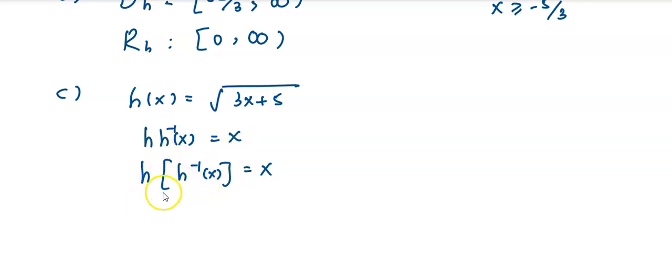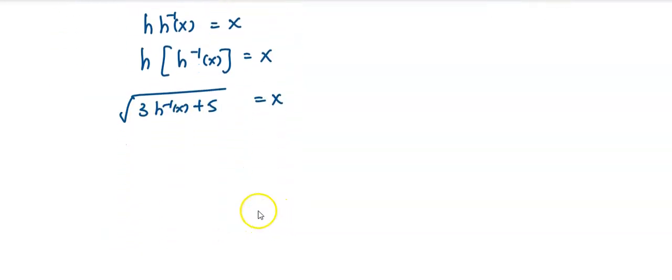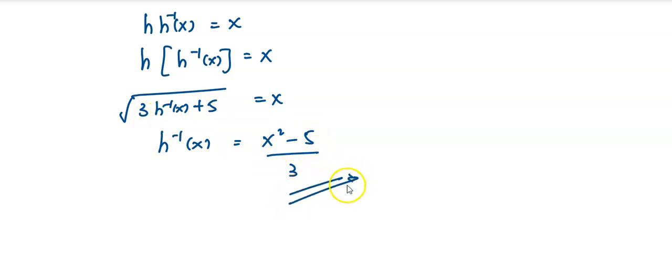So what does h inverse mean? It means that this x is substituted with the h inverse. So now my left-hand side will become the square root of 3 times h inverse of x, plus 5. This equals x. Then I simplify. I try to make h inverse the subject. So firstly, I square the x, and then minus 5, and then divide by 3. So this is my h inverse.